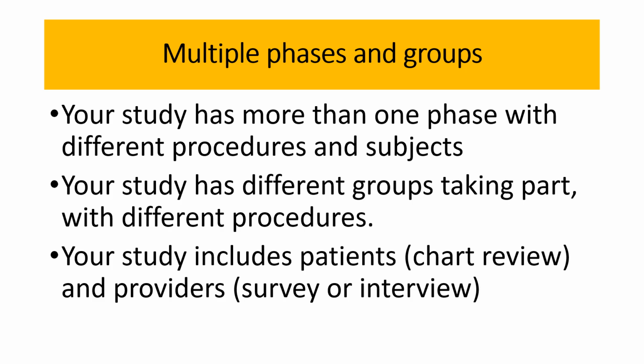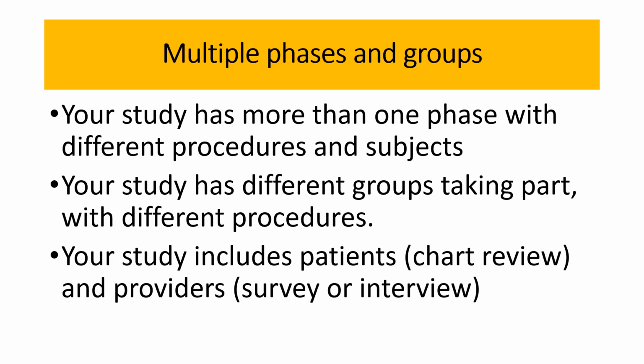Multiple phases and groups. Your protocol document must cover the entire study, not just the main part. If you have more than one phase with different procedures or subjects for each phase, you must provide information on this in all applicable sections of the protocol document, including the enrollment, procedures, recruitment, consent process, and others, if the information is different. Make it clear whether subjects in a later phase are new subjects or if they are a subset of the earlier phase.